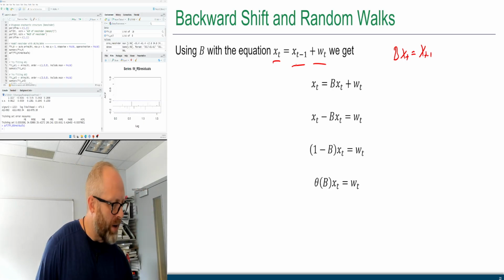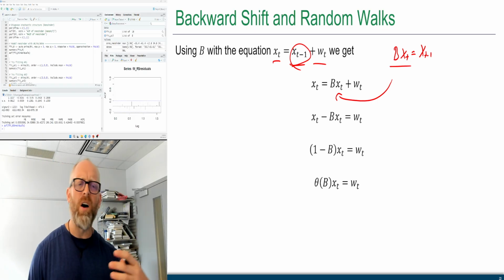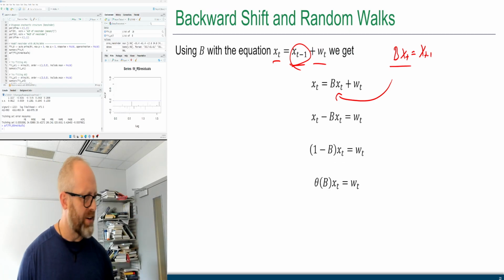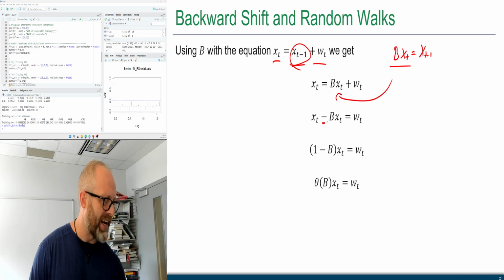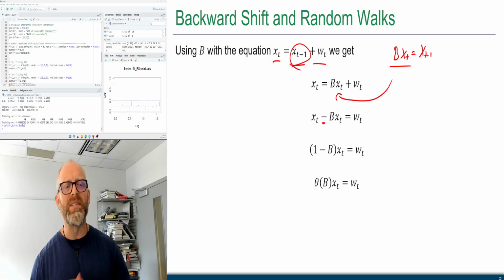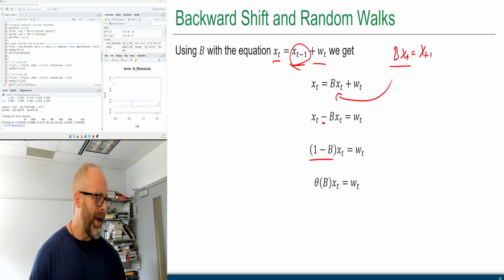So again, I could rewrite this x sub t minus 1 as b x of t, which is exactly what we've done right here. Now, let's suppose I wanted to have all of my x's on one side and my white noise on the other side, so I'm going to bring that over here. That's positive here, so it becomes negative here. Now I have x sub t in both of my terms, so I can factor that out. I'm left with 1 minus b x of t.